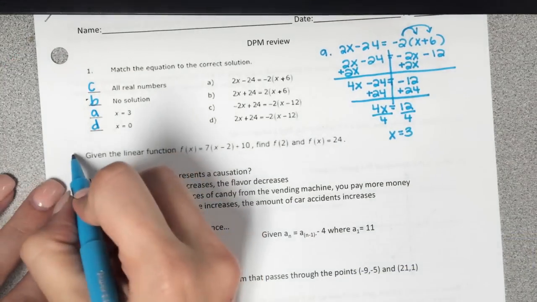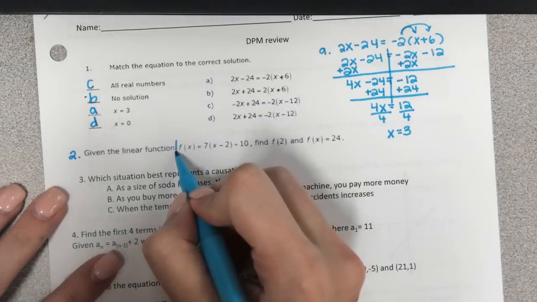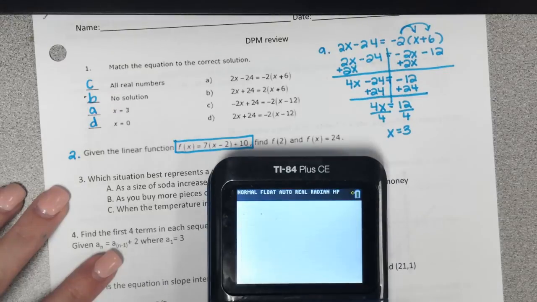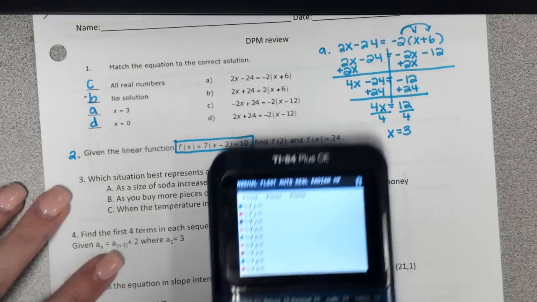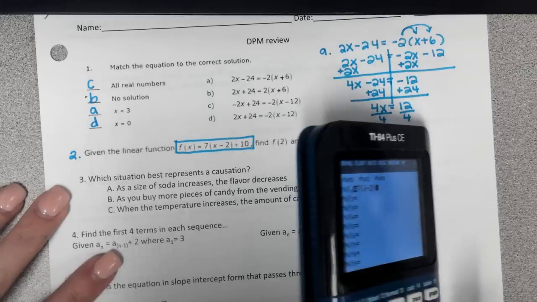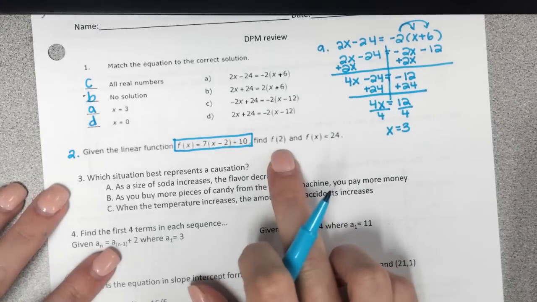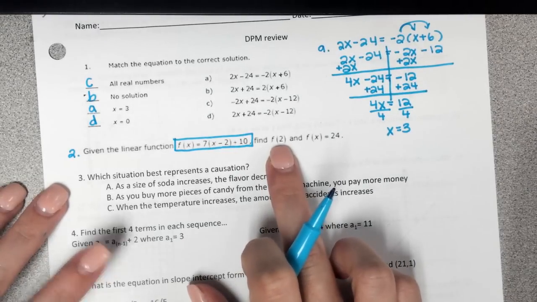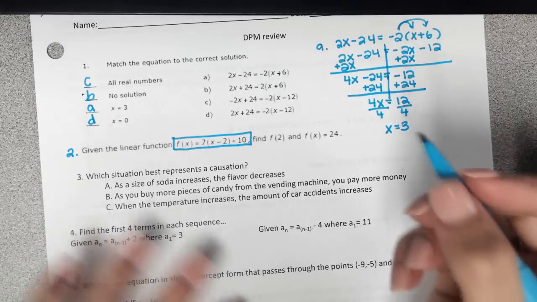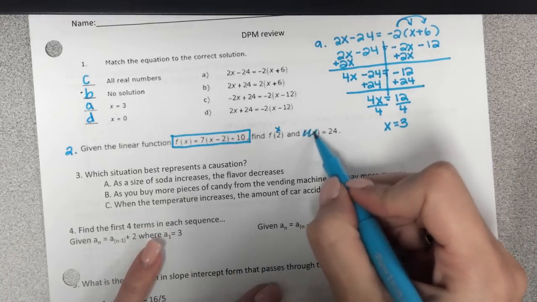All right, this is number 2. I know it doesn't have a number next to it. Sorry about that. Given the linear function, this is an equation. Anytime it gives you an equation, you should put it in y equals. So we've got 7 parentheses x minus 2 close parentheses plus 10. So that's an equation. And they're telling me f of 2. That 2, I'm doing the x, you can't see it, but that 2 is inside the parentheses, so it's the x value. F of x is just another name for y.